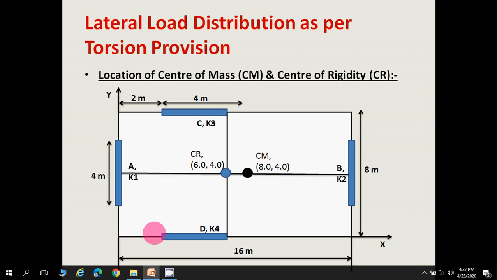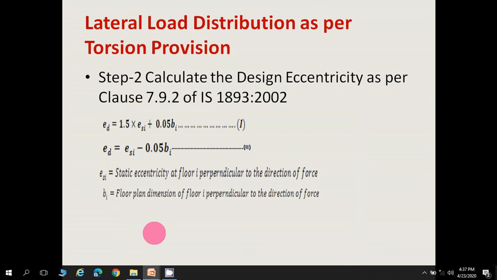After locating the center of mass and center of rigidity, we have to calculate the design eccentricity, which as per clause 7.9.2 of IS 1893 2002 is given by two equations: ED equal to 1.5 times ESI plus 0.05 times BI, and in the second equation ED equal to ESI minus 0.05 times BI, where ESI is the static eccentricity at floor I perpendicular to the direction of force, and BI is the floor plan dimension of floor I perpendicular to the direction of force. This can be made clear from this picture.